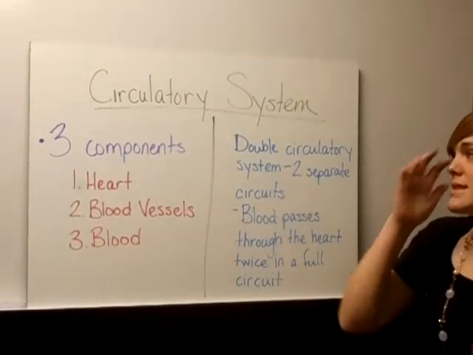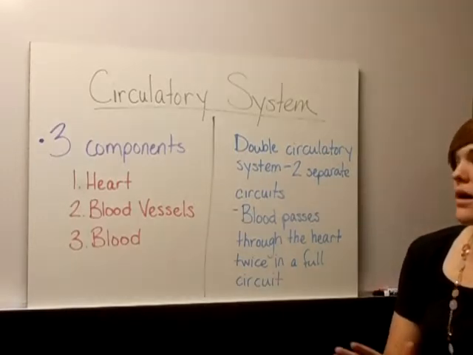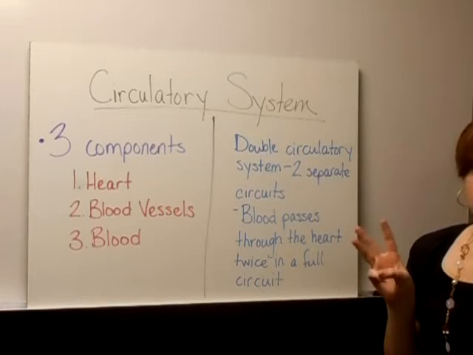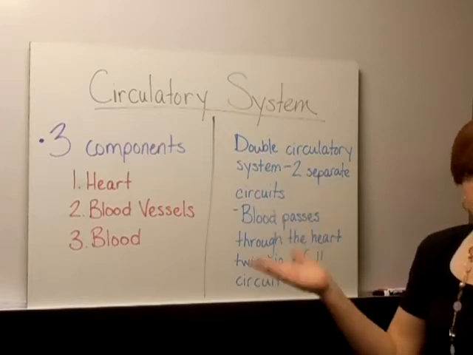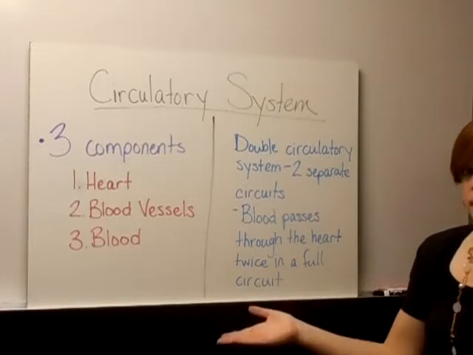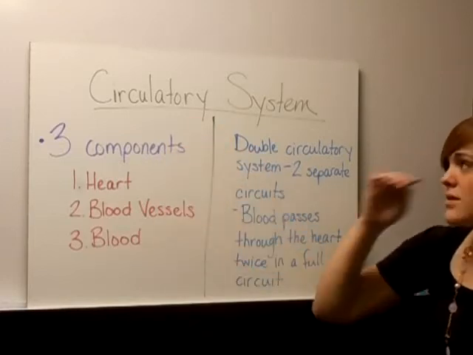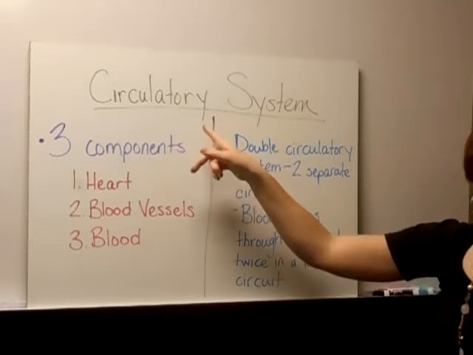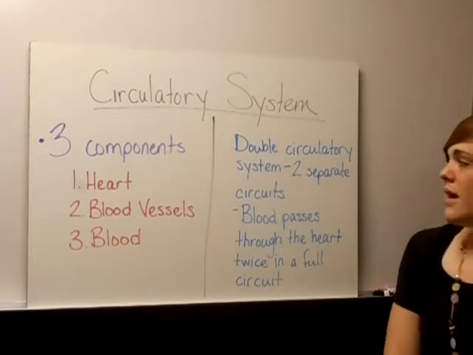All right, today we are learning about the circulatory system. There are only three components to the circulatory system. There's the heart, the blood vessels, and the blood. That's all. You will need to write this down. So you need to know the circulatory system has three parts and what they are.